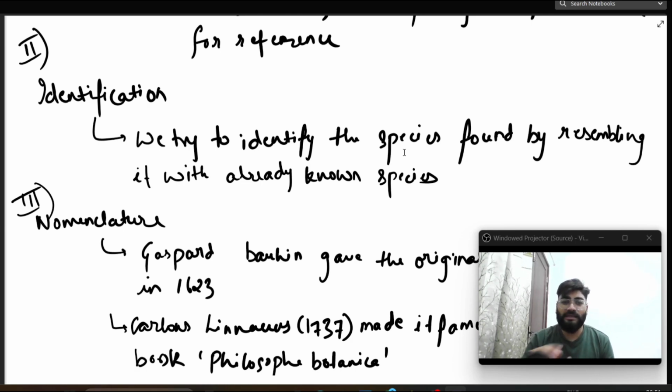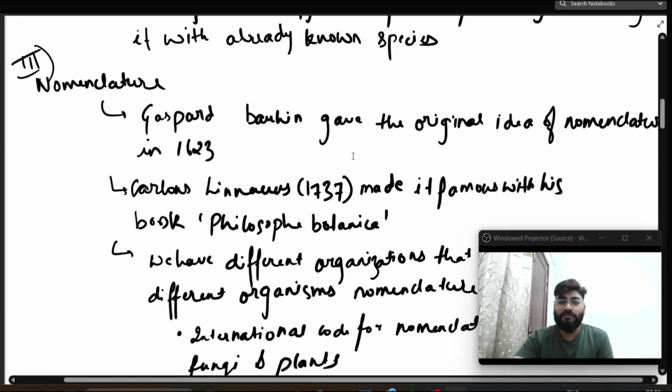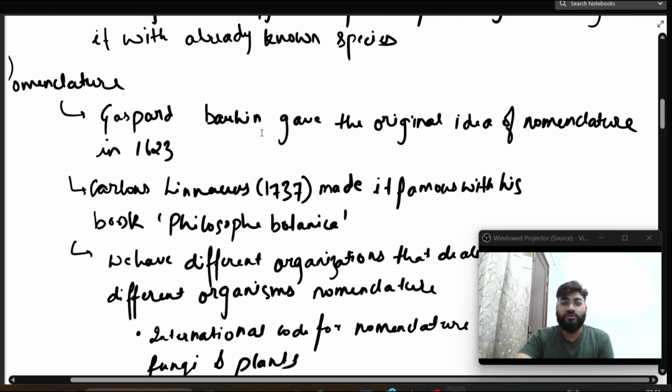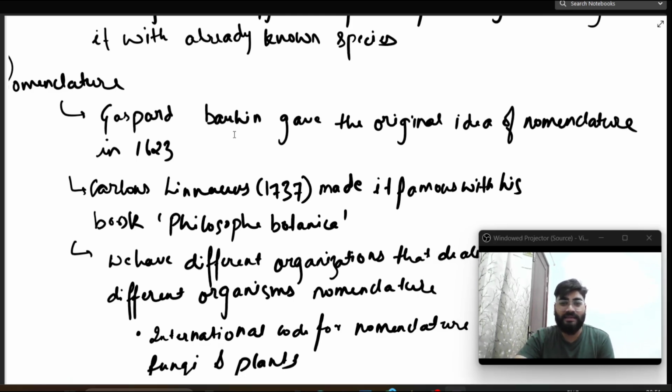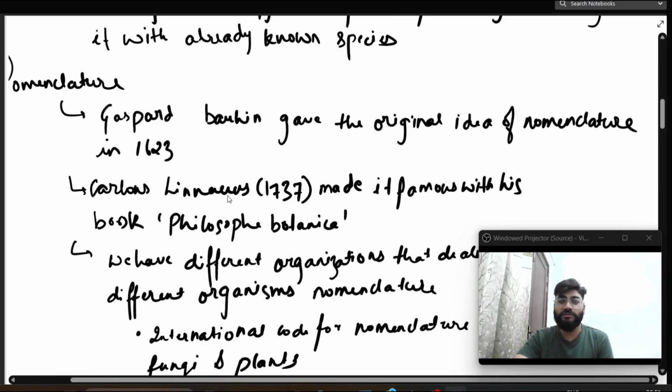Then we have nomenclature. We have some specific notes for what nomenclature is. The scientist Gaspard Bauhin gave the original idea of nomenclature in 1623, but Carolus Linnaeus, in 1737, made the concept of nomenclature famous. We have to just note the name Carolus Linnaeus because it will come again more and more times later on. He made it famous with his book named Philosophia Botanica.